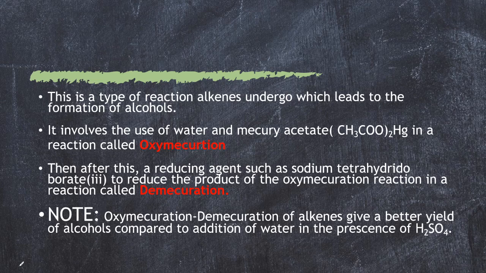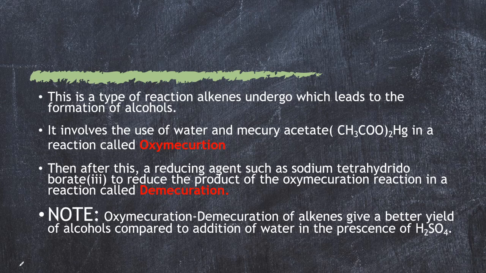Oxymercuration-demercuration of alkenes gives a better yield of alcohol compared to the addition of water in the presence of H2SO4. I am sure you guys have heard of that reaction. Like the normal reaction of alkenes to form alcohol is the addition of water in the presence of H2SO4. H2SO4 acts as a catalyst and helps in the dissociation of water into hydrogen ion and hydroxide ion, and they end up pairing with the alkenes and forming an alcohol.